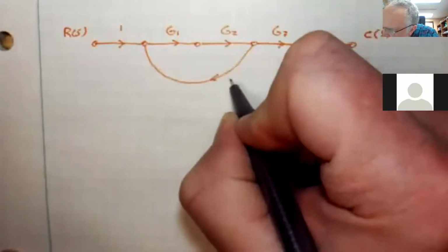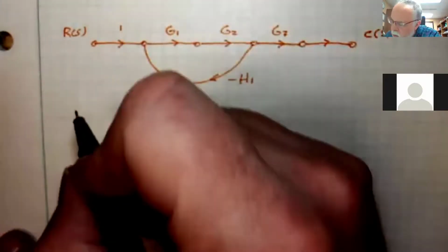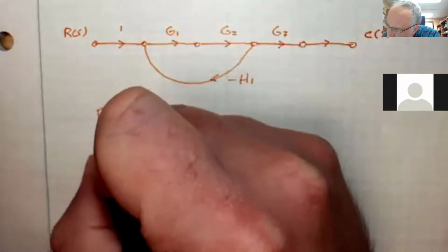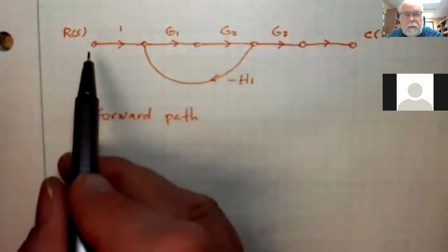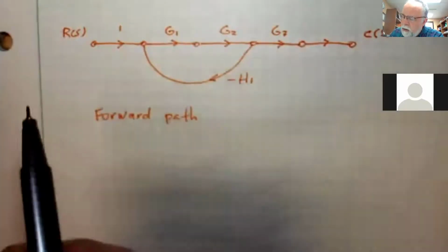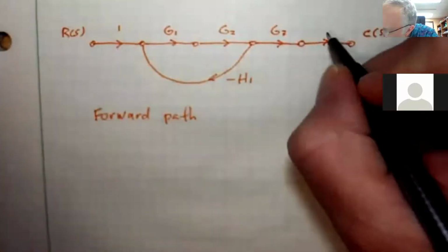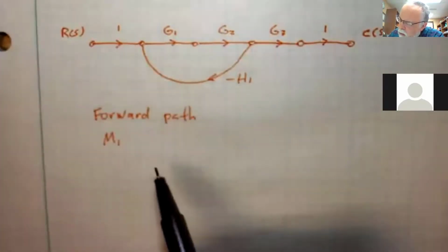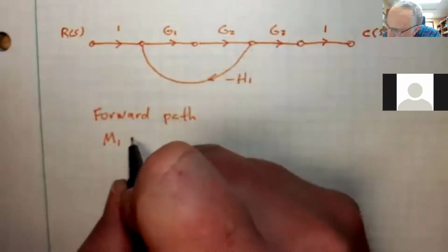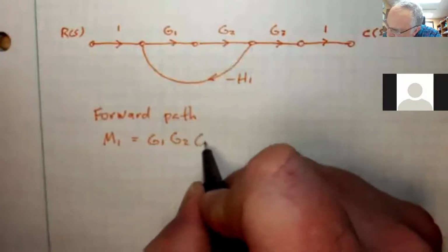So we'll make a loop like this. The first thing we do is forward paths. That's when we start at the input and go to the output. Start at the source, go to the sink. So we only have one of those. So that forward path would be G1, G2, G3.